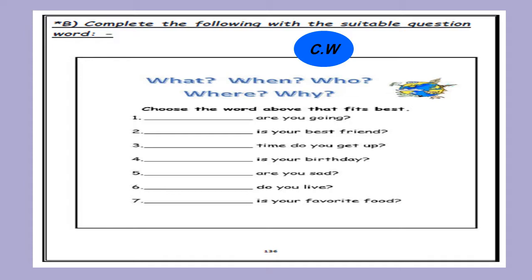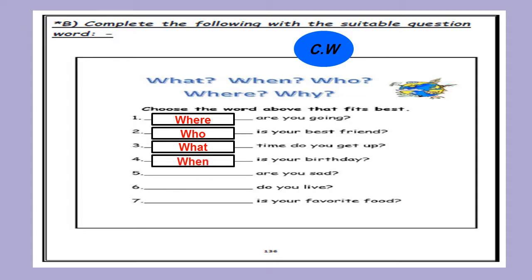Number 1. Space, are you going? I'm asking about place. I will use where. Number 2, is your best friend? Friend is a person, so I will use who is your best friend. Number 3, time do you get up? I'm asking about time. I will put what time do you get up? Number 4, is your birthday? This is time or date, so I will use when is your birthday.